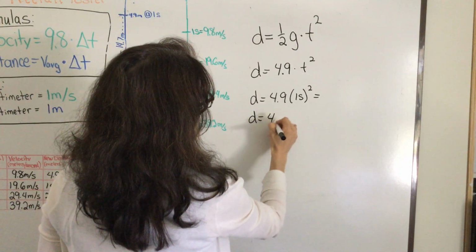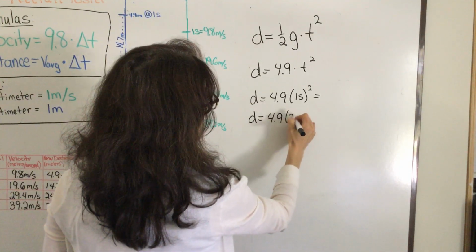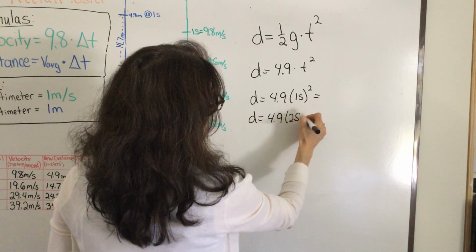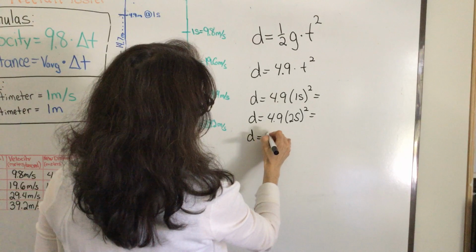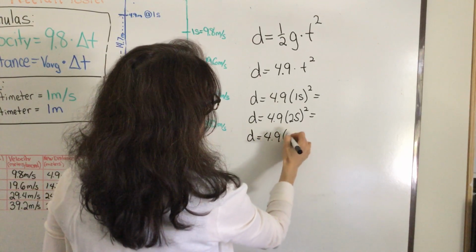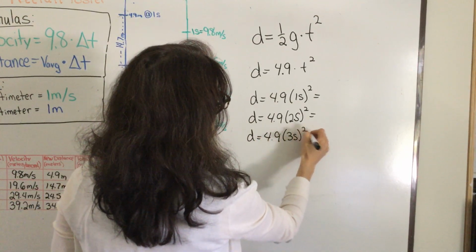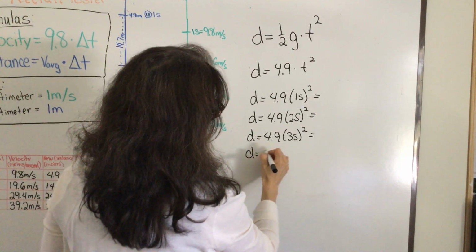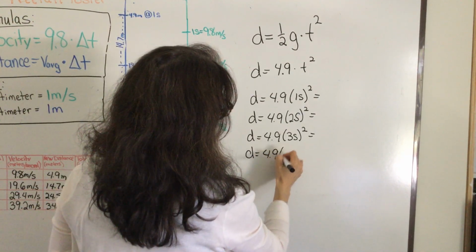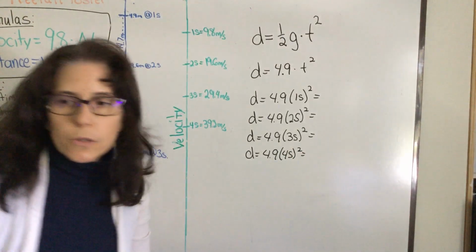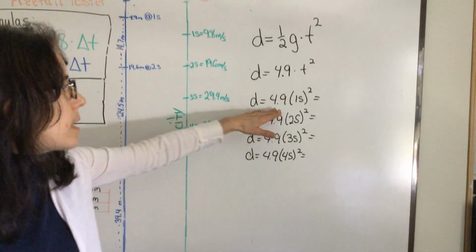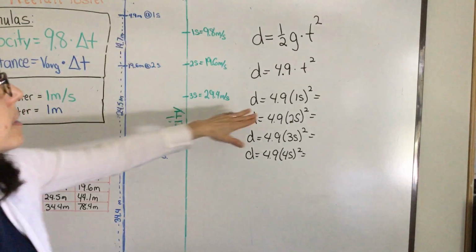Equals 4.9. Let's do 2 seconds squared. Distance equals 4.9 times 3 seconds squared. And distance equals 4.9 times 4 seconds squared. And so you can take your calculator and see if you get the same total distance.